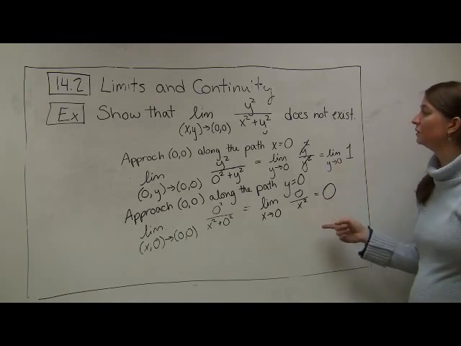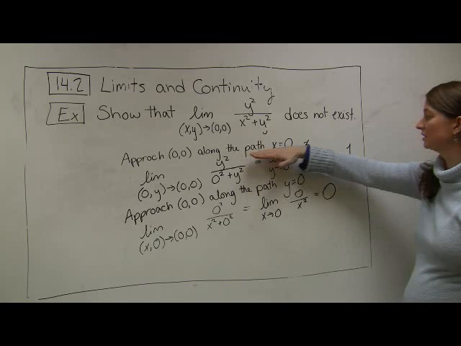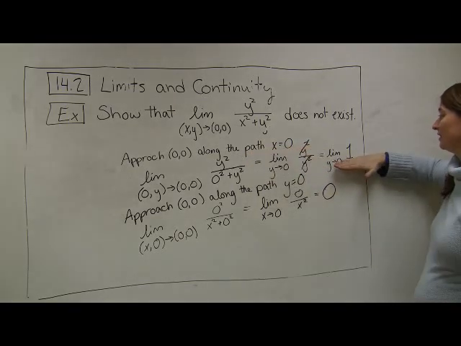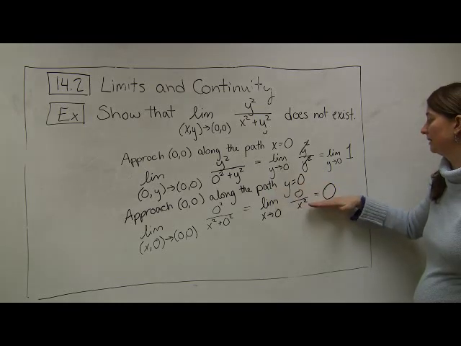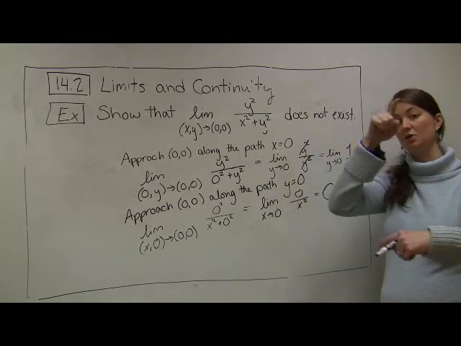So this is an example where we just proved that as I approach along the path x equals 0, my limit values were equal to 1, whereas when I approached along the path y equals 0, my limit values were equal to 0. I'm going to different places.